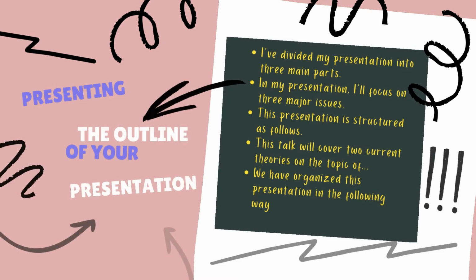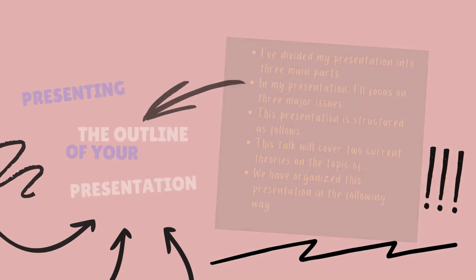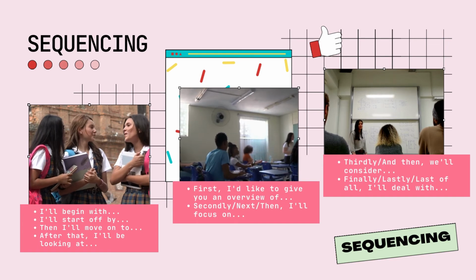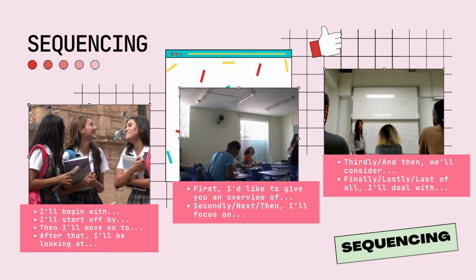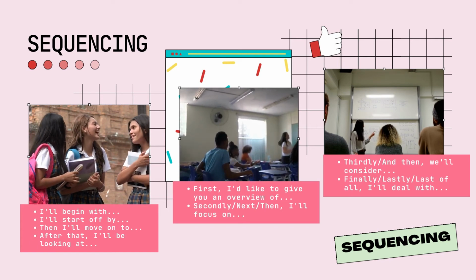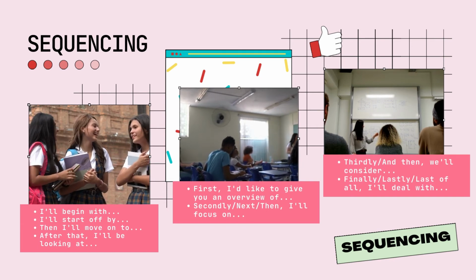Moving on, you have to present the outline of your presentation by saying these expressions. As you can see here, you may say, I've divided my presentation into 3 main parts. Or, in my presentation, I'll focus on 3 major issues. Or you may also say, this presentation is structured as follows. When you are presenting the outline, you need to use signal words for sequencing, such as first, second, third, and finally. For example, first I'd like to give you an overview of, second, I'll focus on, next, then, finally, I'll deal with.